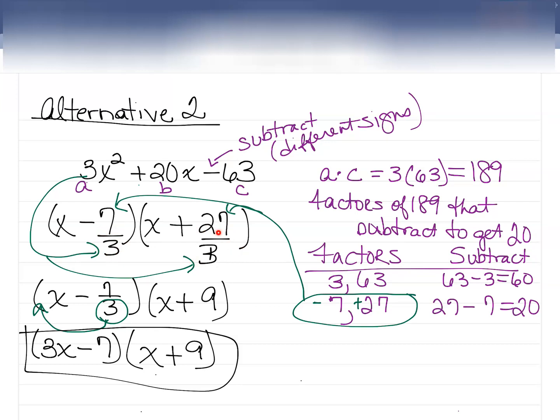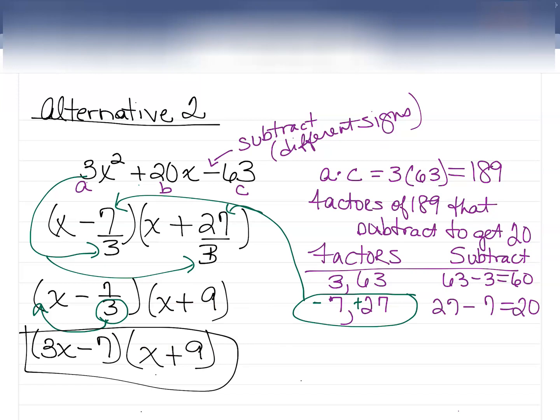From there, we're going to clean things up. 7 over 3 is already simplified. The only thing we can do is write it as a mixed number. We're not going to write this as a mixed number. Instead, we're going to take this 3 that's in that denominator and pull it in front of the x that's in that same parentheses with it. So instead of x minus 7 over 3, we get 3x minus 7. For that second parentheses where we have x plus 27 over 3 written down, 27 over 3 cleans up to a 9. And since I can clean that up to a whole number, that's just what I'm going to have in my final answer.